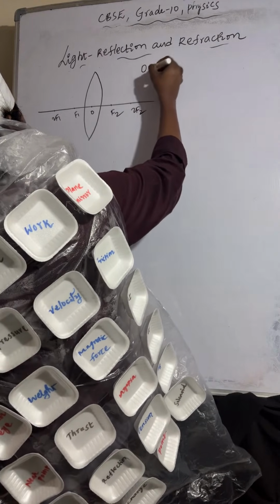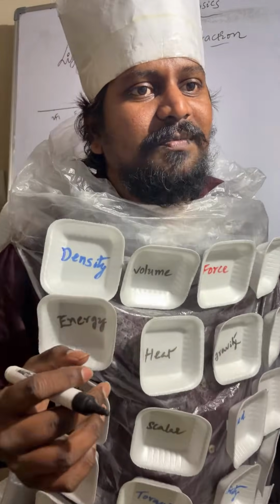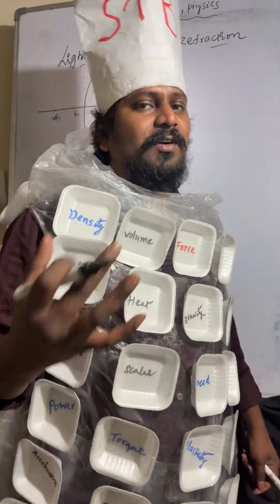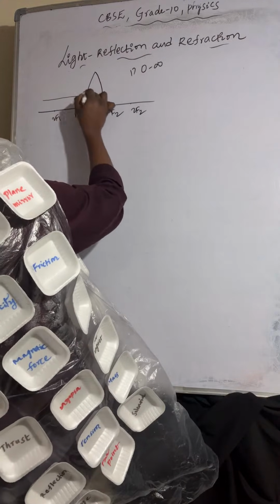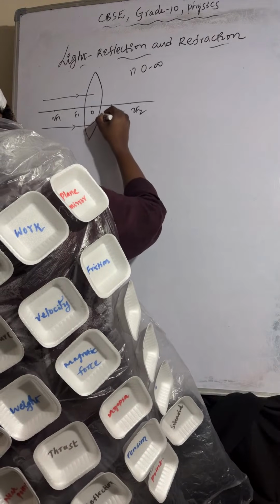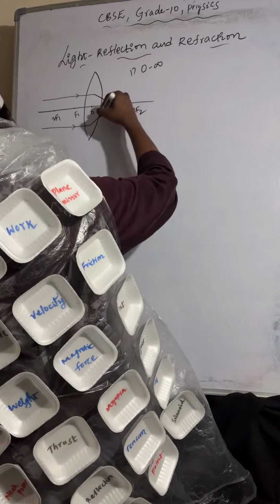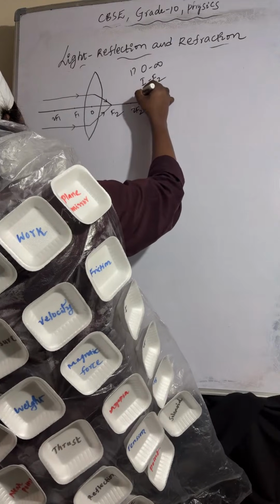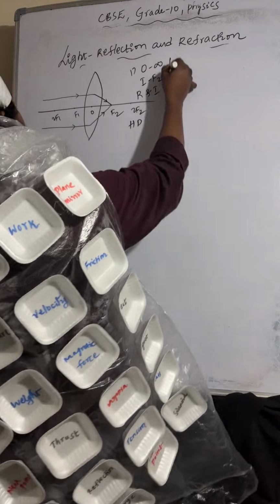Object is placed at infinity. First one. How many light rays are required to form the image of the object? Minimum 2 light rays, right? I'm taking one light ray like this, another light ray like this. After refraction, those light rays will meet at focus. Object is at infinity, image is forming at F2. Nature of the image is real and inverted, and size of the image is highly diminished. So that's the first one.